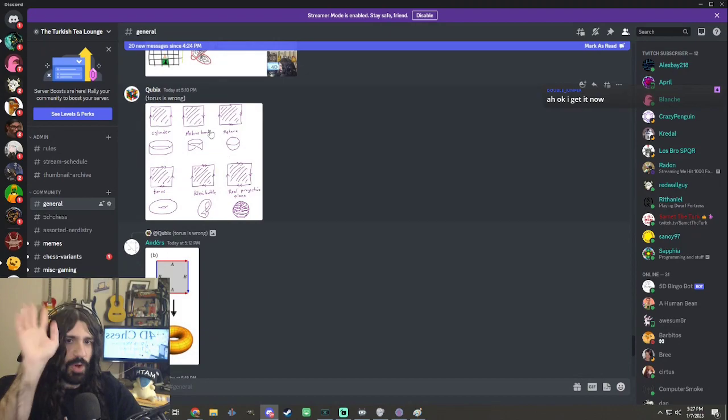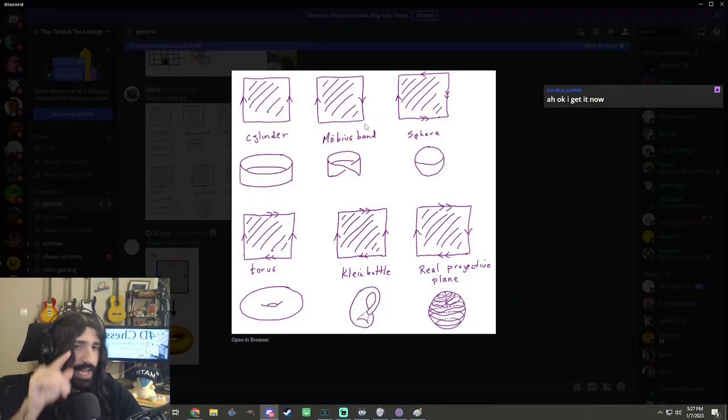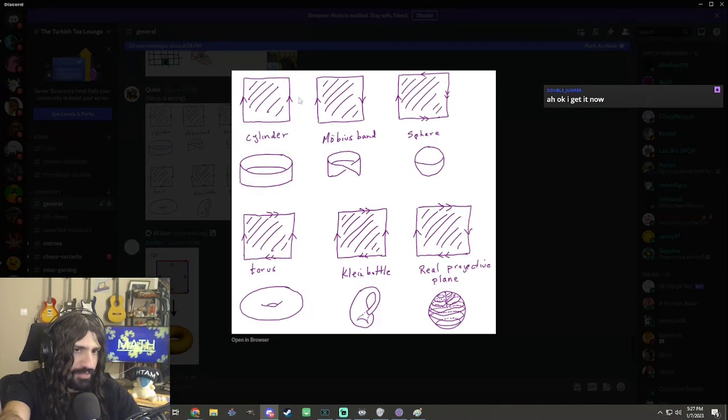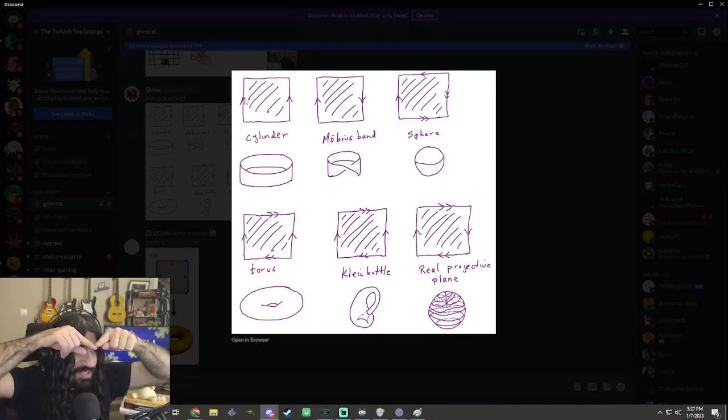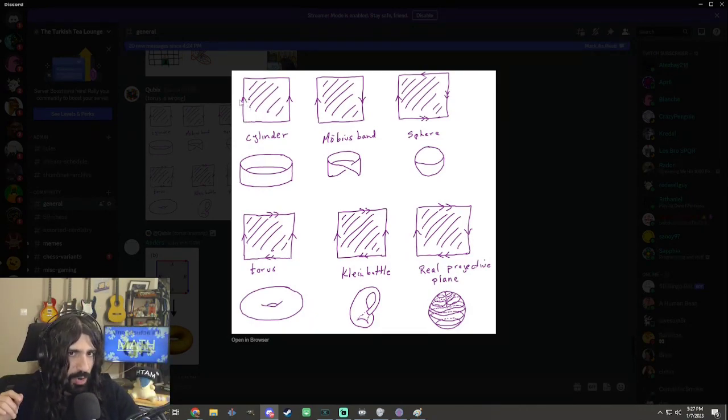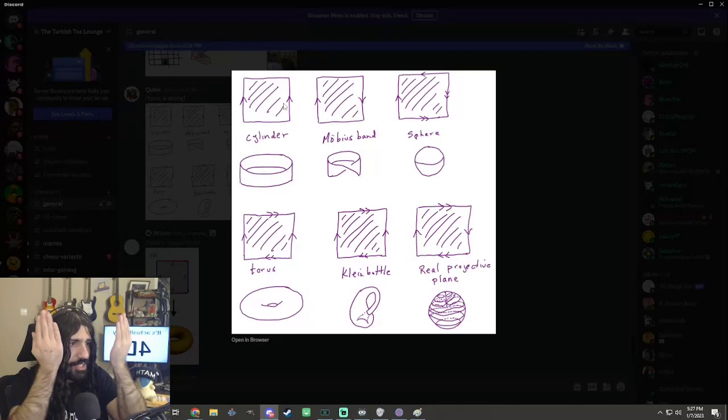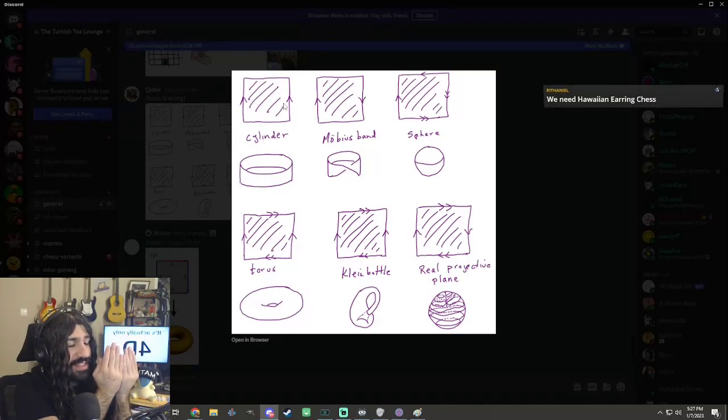For anyone who has no idea what anybody's talking about, by the way, what this picture shows you is how you can get these shapes out of a square. What you do is you fold and glue together sides of this square so that the same number of arrows meet each other facing the same direction.